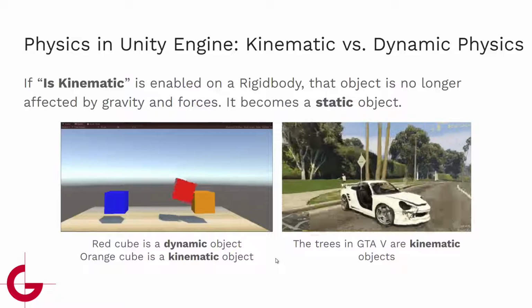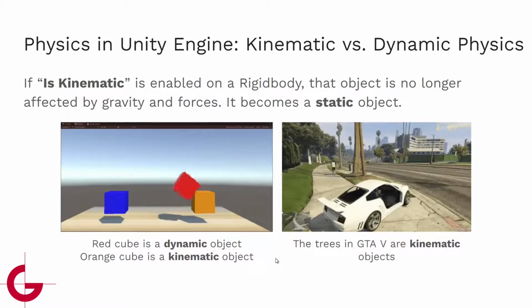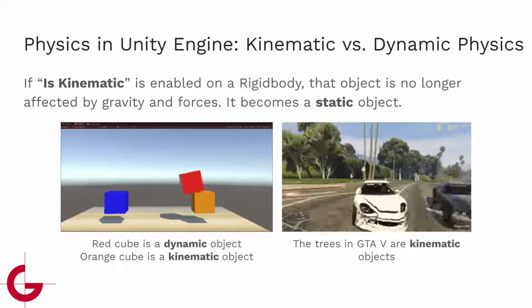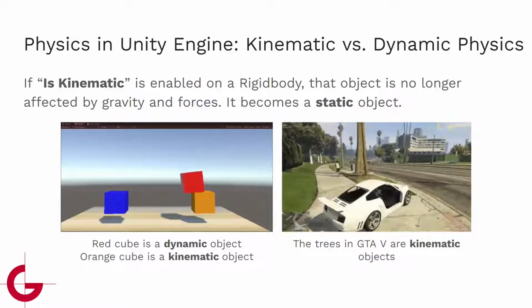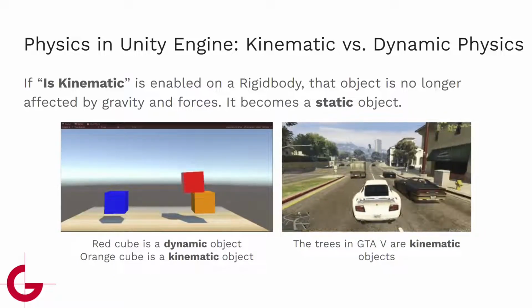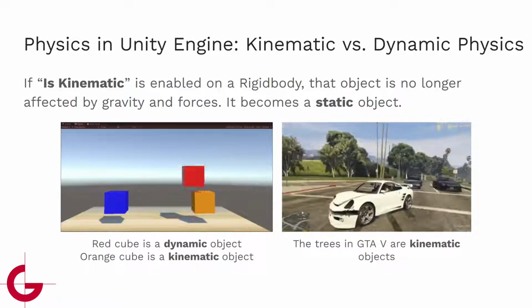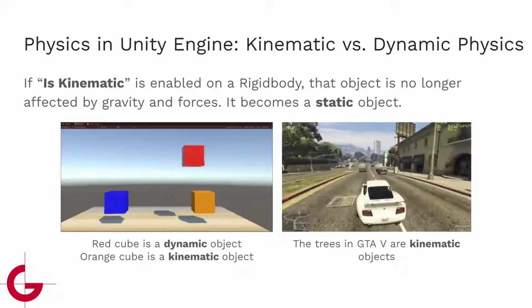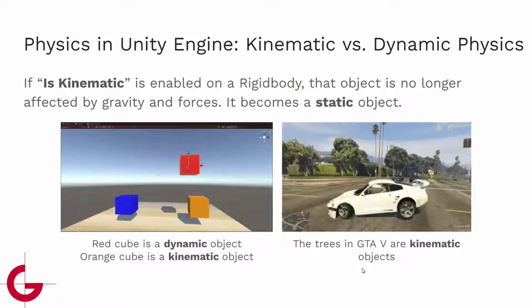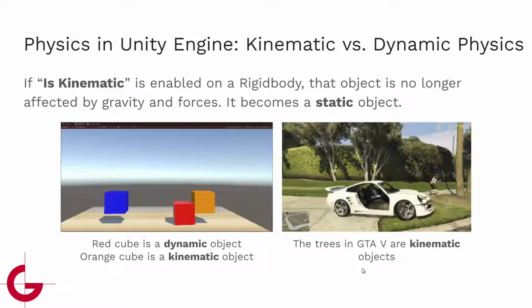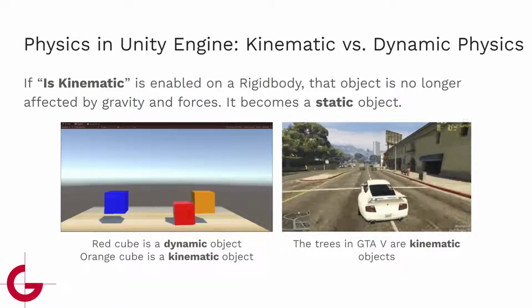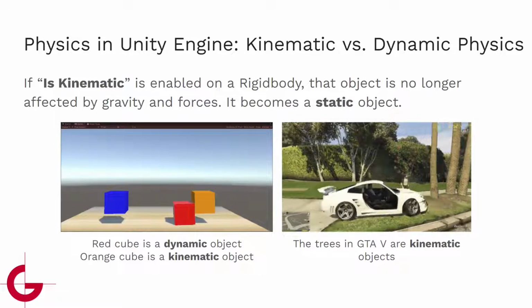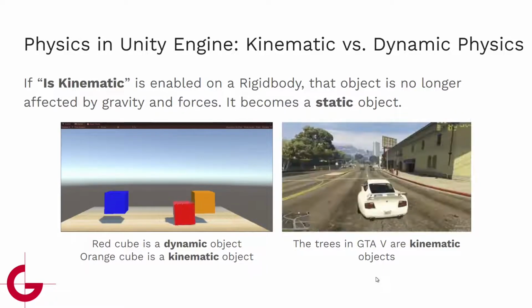So why would you want to make a physics object kinematic? Well, this is a very good way to make, say, walls or boundaries in your game where you don't want the player to cross or go through it, but you want it to interact with other physics objects. An example that I have here is the trees in Grand Theft Auto 5. They are kinematic objects, and we're actually going to come back to Grand Theft Auto 5 with kinematic and physics in a case study that we'll do at the end of the workshop.